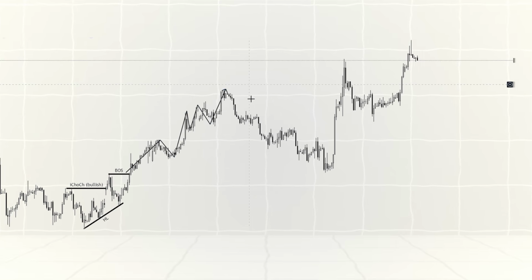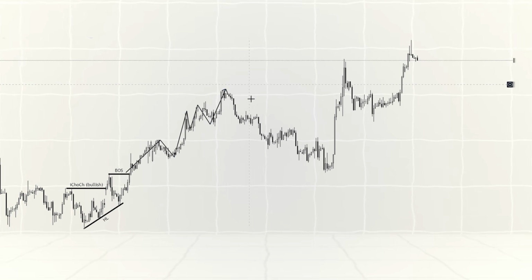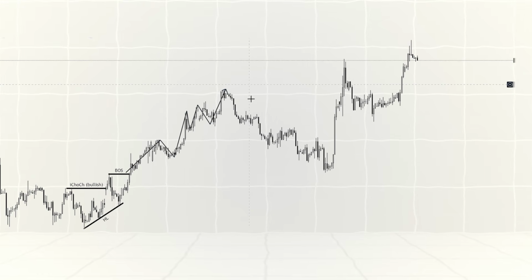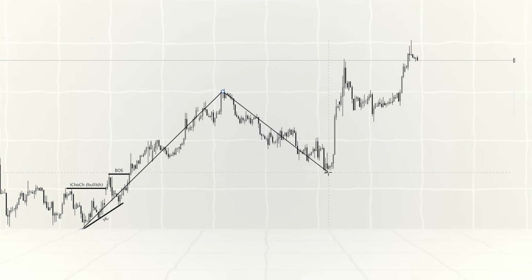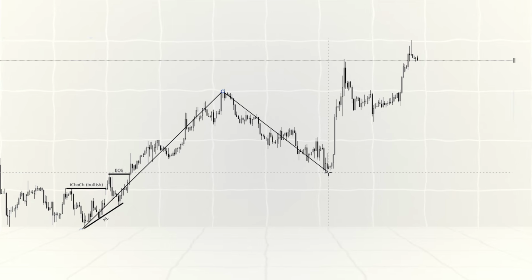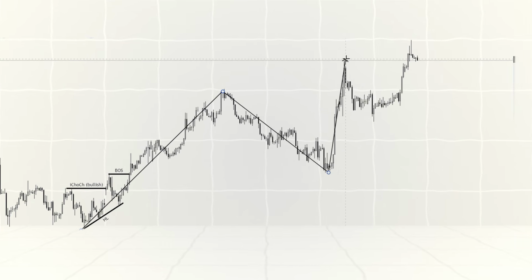However, our primary focus remains on the macro structure. We define the macro, or external structure, by marking the major swing points. For example, starting from a higher low, price formed an external higher high, then another external higher low, followed by a strong push upward that created new macro highs.